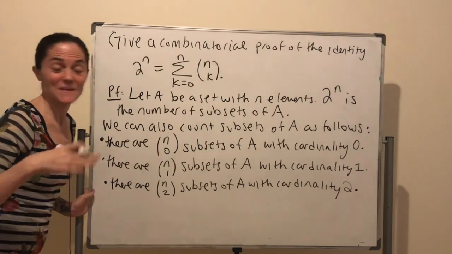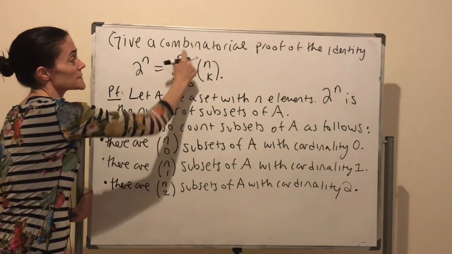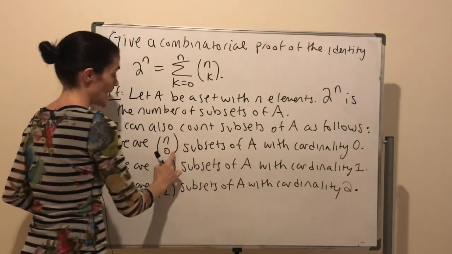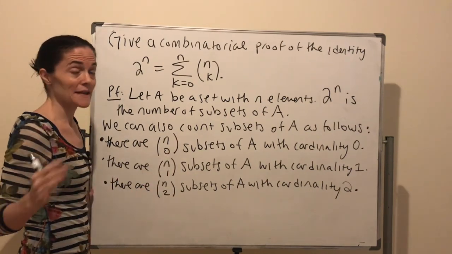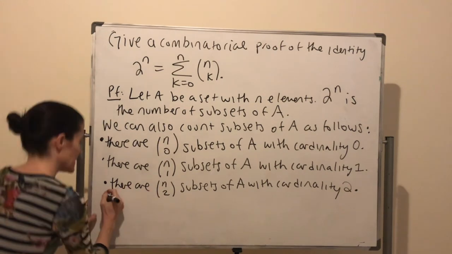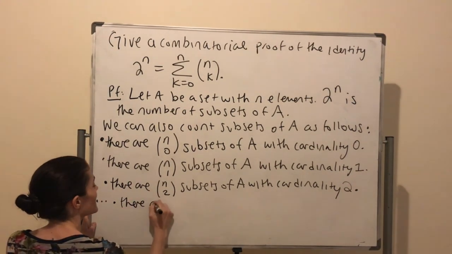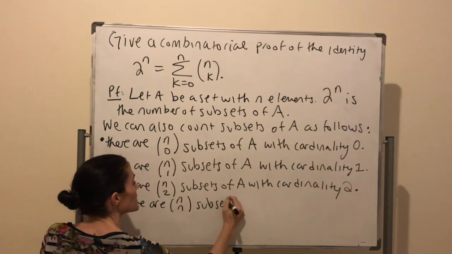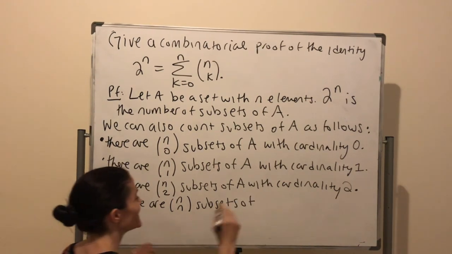And then this would continue. And the very last one would be when k equals n, right? Because this is a sum, k equals 0 to n. Here's k equals 0, k equals 1, k equals 2. And the very last one is k equals n. Maybe I will just put some dots and write that. There are n choose n subsets of A with cardinality n.